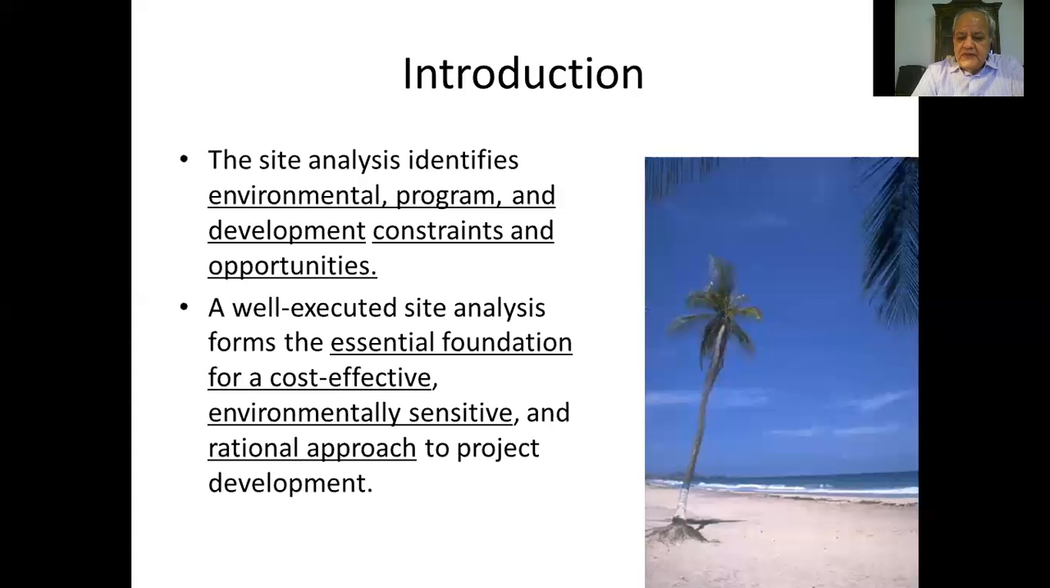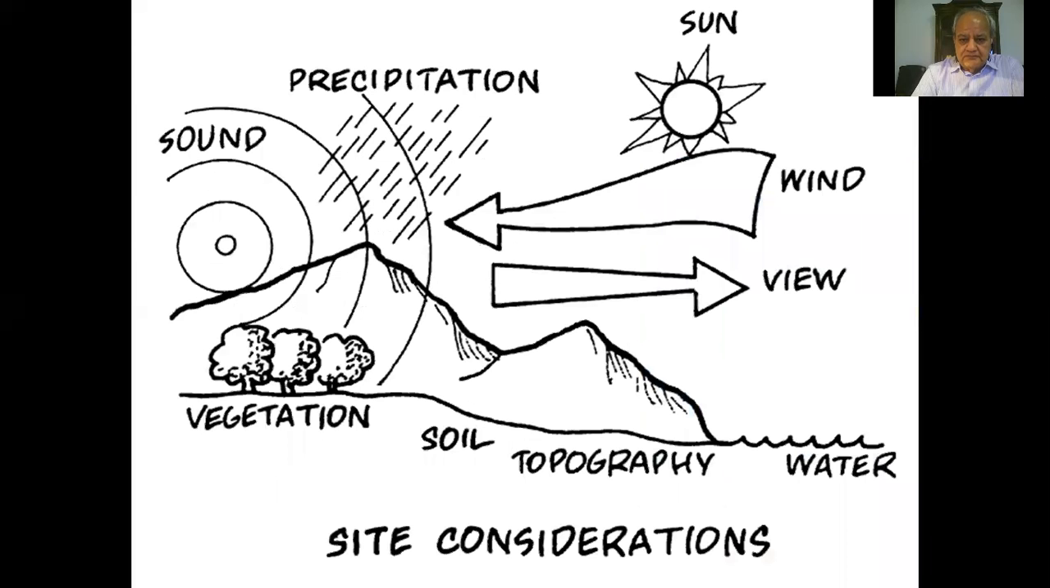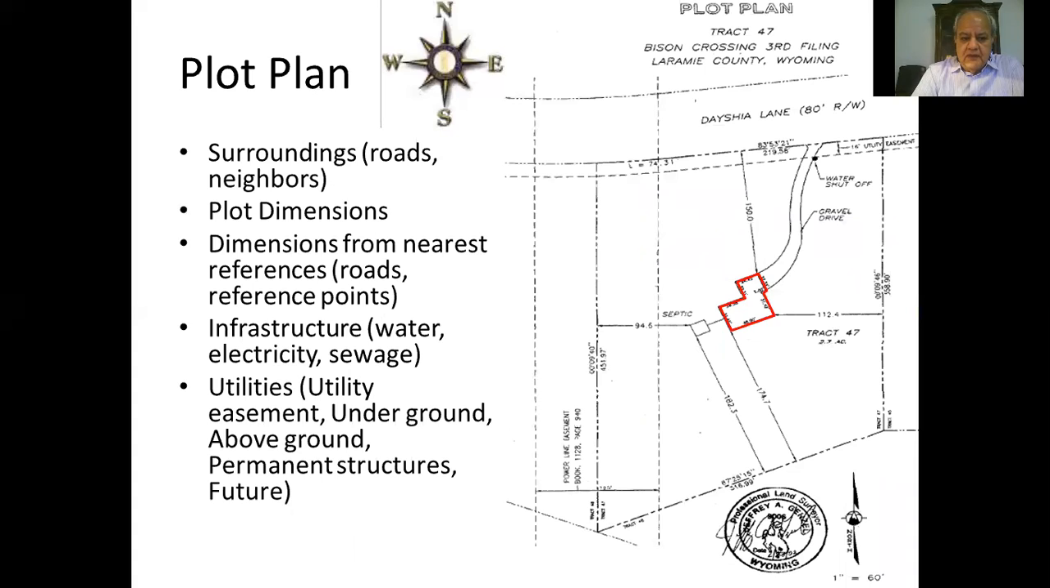So this pre-design stage, as we call it, the program and site analysis, is very critical for the success of the project. Any missing information, any missing opportunity here will be translated into cost later. So we look at the site considerations: sun, wind, views, topography, soil type, vegetation, precipitation, noise, and so forth.